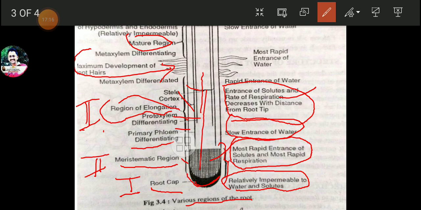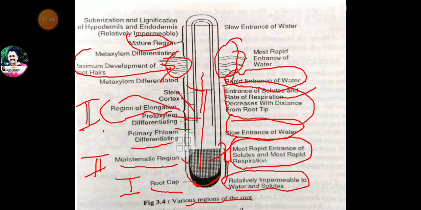Now rapid entrance of water takes place in the region of maximum development of root hairs. Most of the entrance of water takes place through the root here. So this is clear to you, my friends, which part of the plant absorbs the most water.